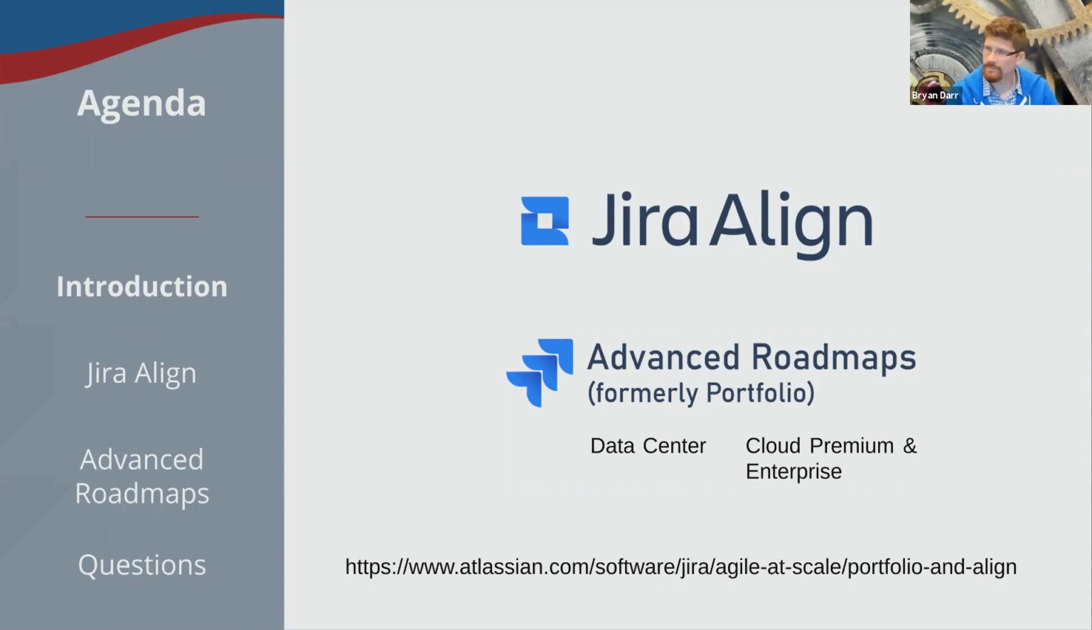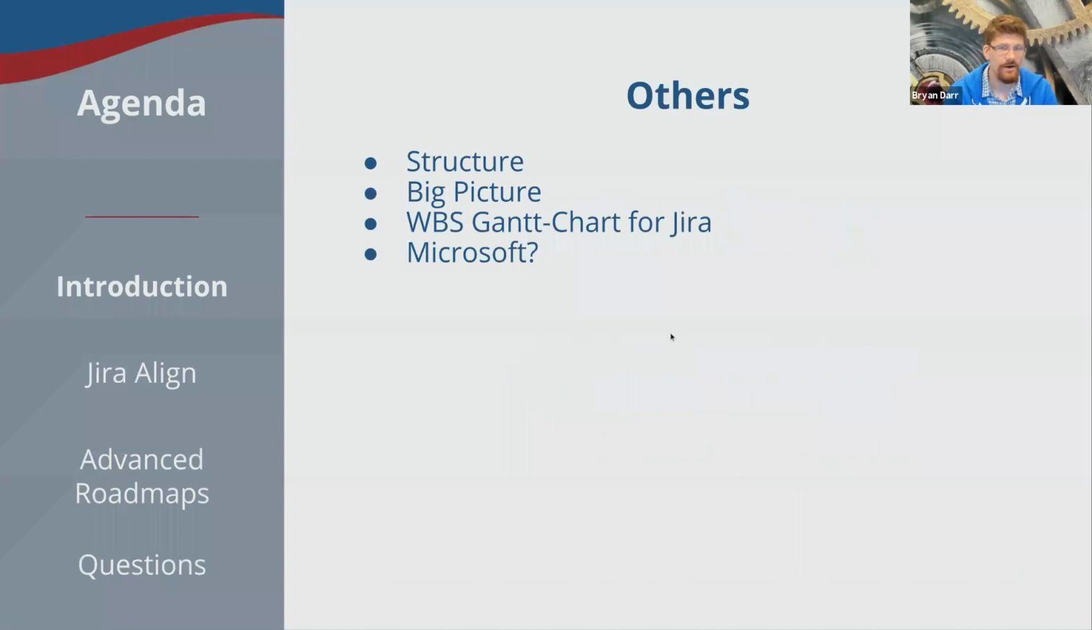All right. So there are some other tools out there, by the way, that aren't Atlassian owned, but that integrate well with Atlassian products. One of them is Structure. Structure is very good at allowing you to do work breakdown structure. You can also pull in the hierarchies from Advanced Roadmaps if you want to, and use that to build out your initiatives, epics, or epic/feature and stories.